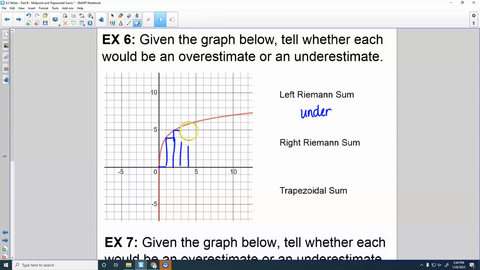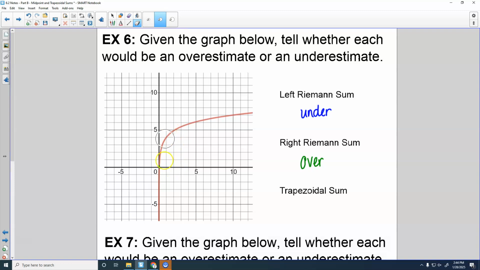Okay, but I'm going to erase this. If I did a right Riemann sum, then I would be putting the right corner of my rectangles on that point. What's that going to give me? Over.